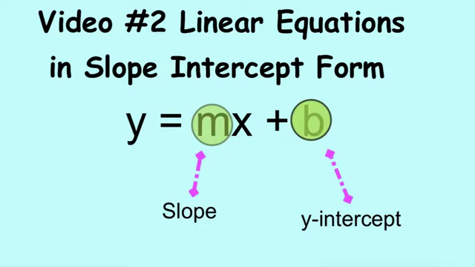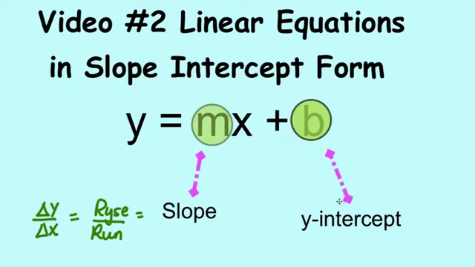Now, those variables represent different things for us. Remember from our last video, the m represents the slope of the line, which is the rise over the run, so the vertical change over the horizontal change. I talked about change in y over a change in x. And again, these are all concepts you learned in Algebra 1, so this is just a quick review of that.